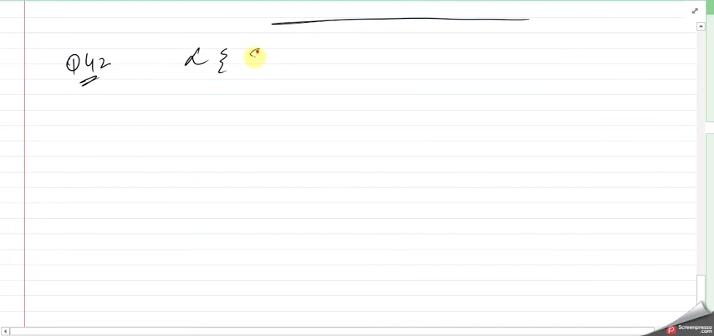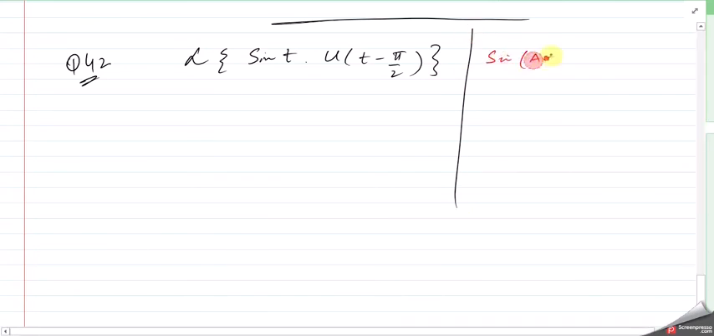Laplace of sine of t into u of t minus pi by 2. Alright, pause the video. It's your turn. It's almost exactly the same as above. You might need this one formula, which I'll write for you here. Sine of a plus b is equal to sine a cos b plus cos a sine b. I'd like you to pause the video and give it a try.